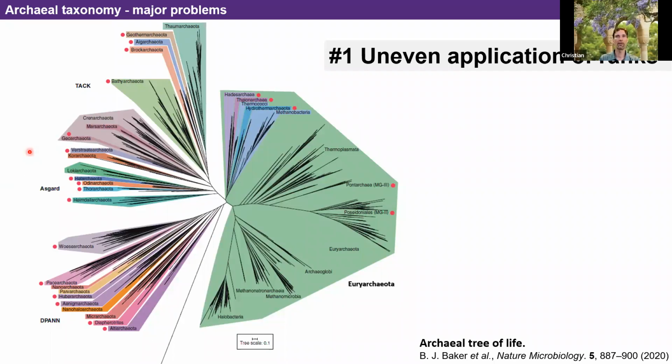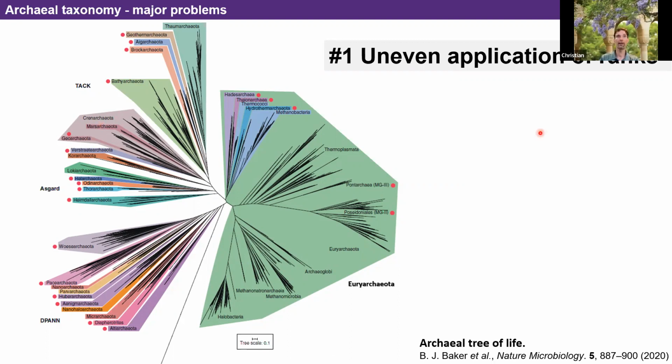So very uneven, like this little thing is a phylum here, and 50% of the archaea are a phylum as well. That is a very uneven application of ranks. On top of that, you can even see that some of the phyla that were proposed actually cluster within other phyla. So yes, it is very messy.